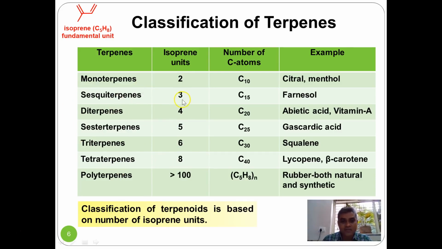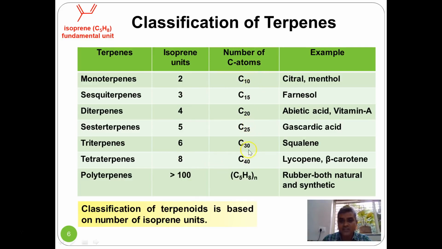When it contains an odd number of isoprene units, it is called a sesquiterpene. Sesqui means 1.5 and sester means 2.5. So one can have a sesquiterpene, which has 3 isoprene units. Sesterterpene has 5 isoprene units. Now corresponding to these isoprene units, we will have the number of carbon atoms in multiples of 5.